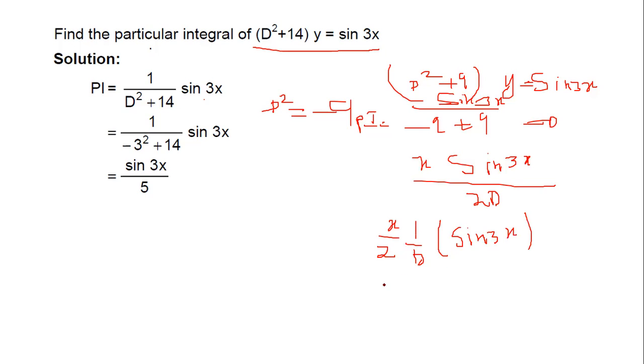Already I told you that 1 by d means integrate with respect to x. So what is the integration of sine 3x? Minus cos 3x by 3. That is the answer for this.